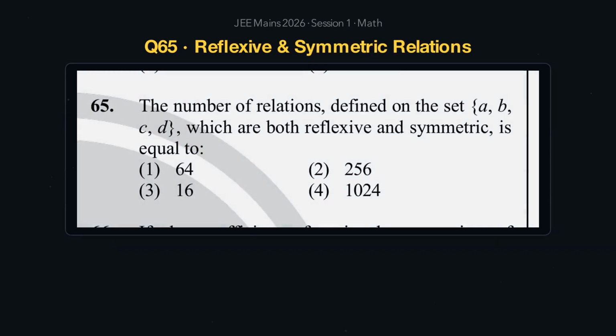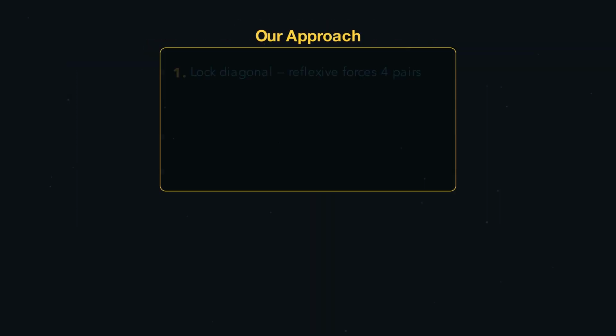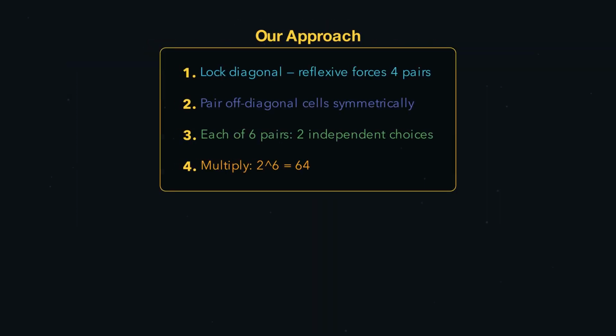How many relations can you define on a 4-element set that are both reflexive and symmetric at the same time? This is a classic JEE question, testing your understanding of relation properties and combinatorial counting. Here's our approach. First, we identify what the reflexive condition forces.